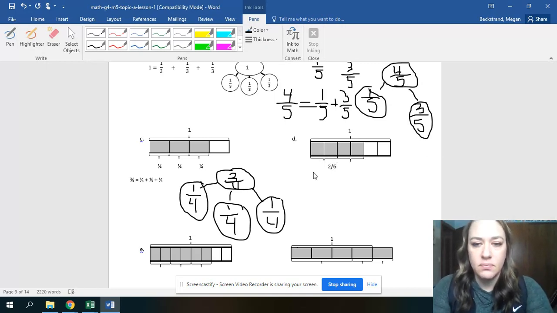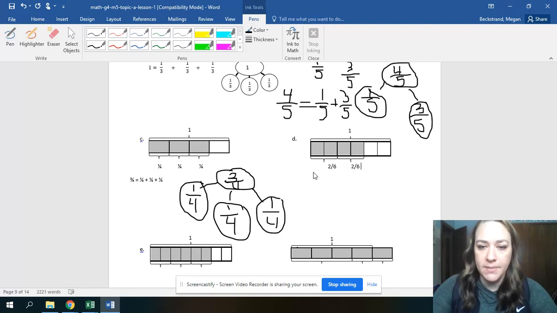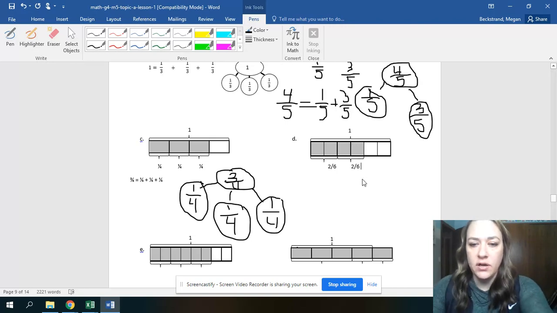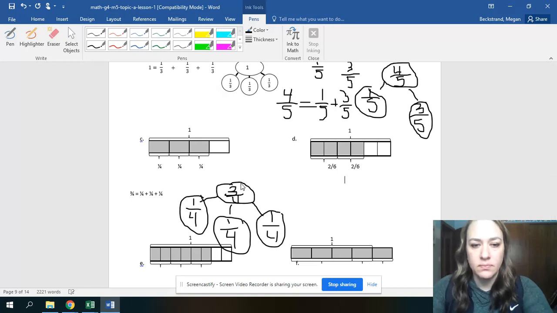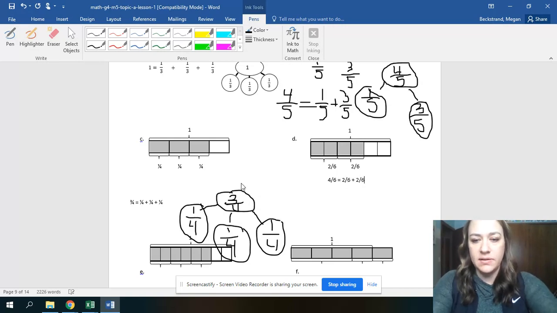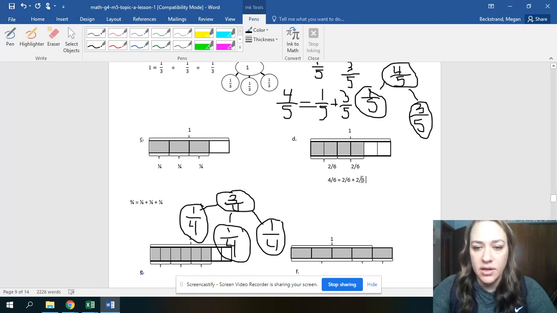And then same over here. 2 of them are shaded. 2 of them are within the bracket. So 2/6. Okay. So if I add those together, what's 2 plus 2? Or we can count how many are shaded. 1, 2, 3, 4. 4 are shaded. So we have a total of 4. Oopsies. 4/6 is equal to 2/6 plus 2/6. Notice our denominators staying the same in our fractions and in our answer.